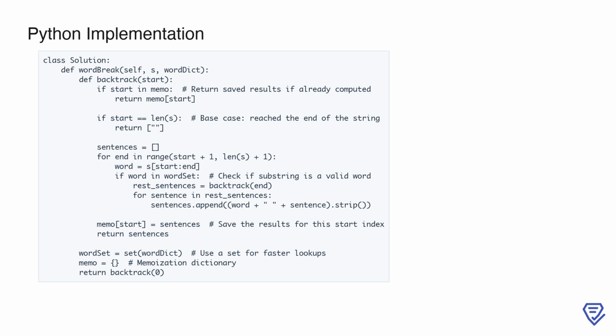Complexity analysis. Time complexity. The algorithm explores all possible segmentations of the string, with memoization ensuring that each substring is processed only once. The complexity is exponential in the worst case but is significantly reduced by memoization. Space complexity. The space complexity is determined by the recursive call stack and the memoization dictionary, making it proportional to the length of the string. This implementation is optimized for performance and handles edge cases such as an empty string or an empty dictionary effectively.